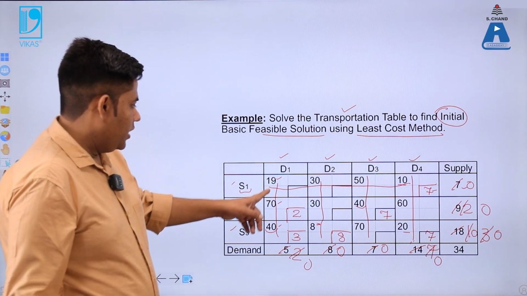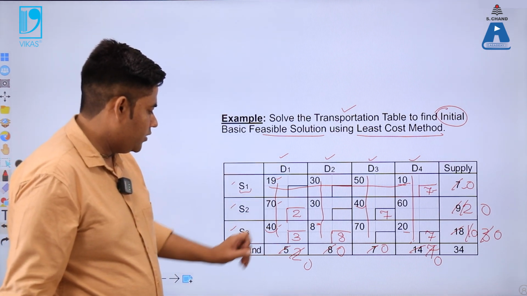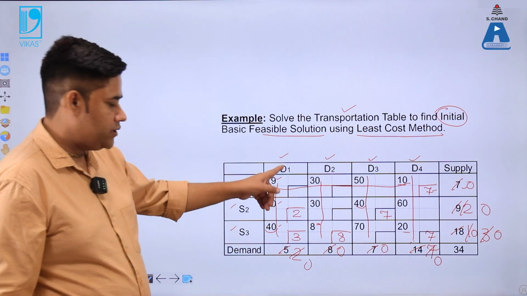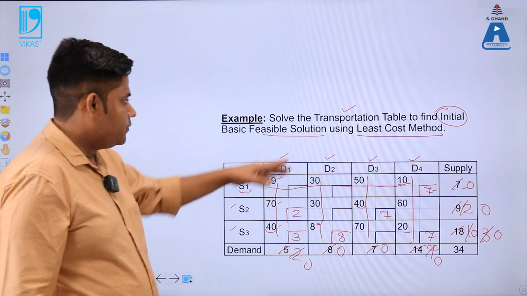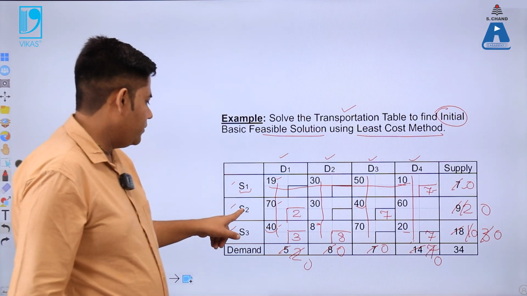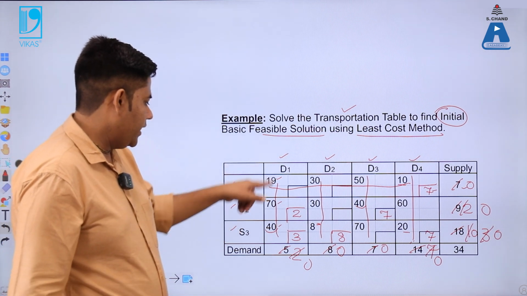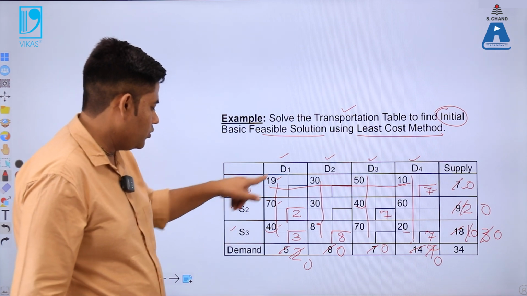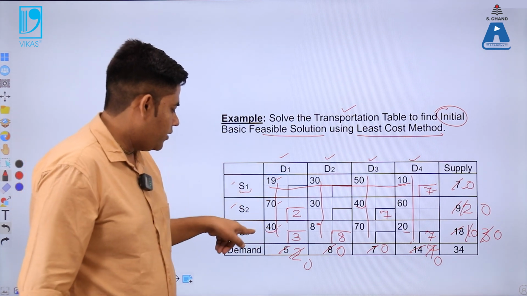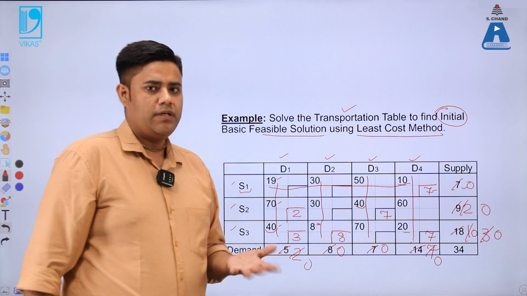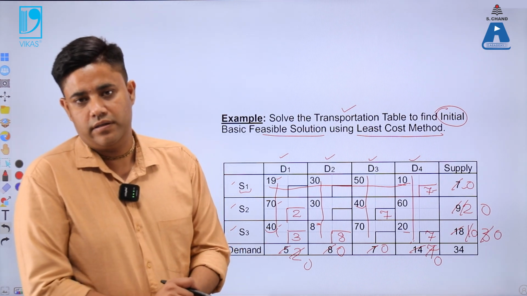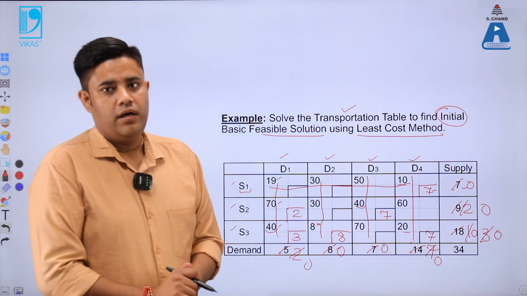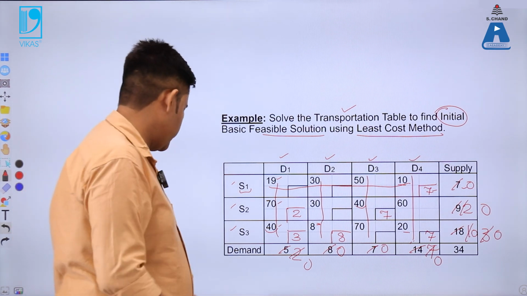That means demand center 1's demand was 5. So 5 items are not received by the demand center 1 in one go. As per the least cost method, it would get 2 items from supply center 2 and it would get 3 items from supply center 3. That must be the algorithm of any transportation agency that is following the case of minimum transportation cost.